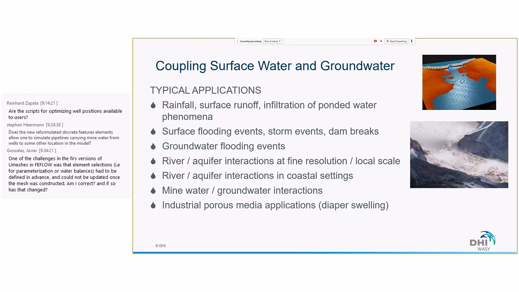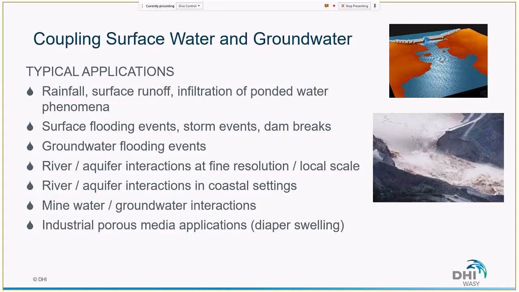Then there is a so-called MIKE simulation launcher, which can directly take your FEFLOW model and run also MIKE 21 Flexible Mesh. Here for MIKE 21, we have the possibility to use GPU computing, which accelerates strongly the simulation. Typical applications are rainfall, surface runoff, infiltration, ponded water phenomena.